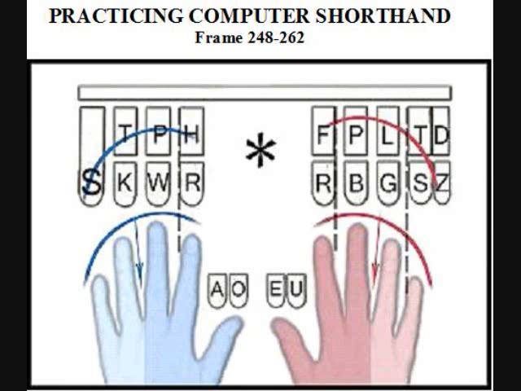Okay, and that completes number 17 tape in Practicing Computer Shorthand. And practice hard and keep those fingers flying.